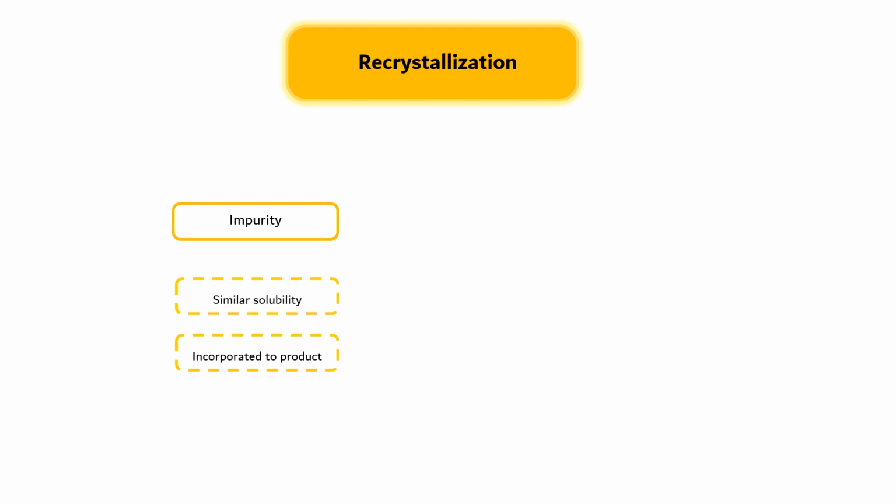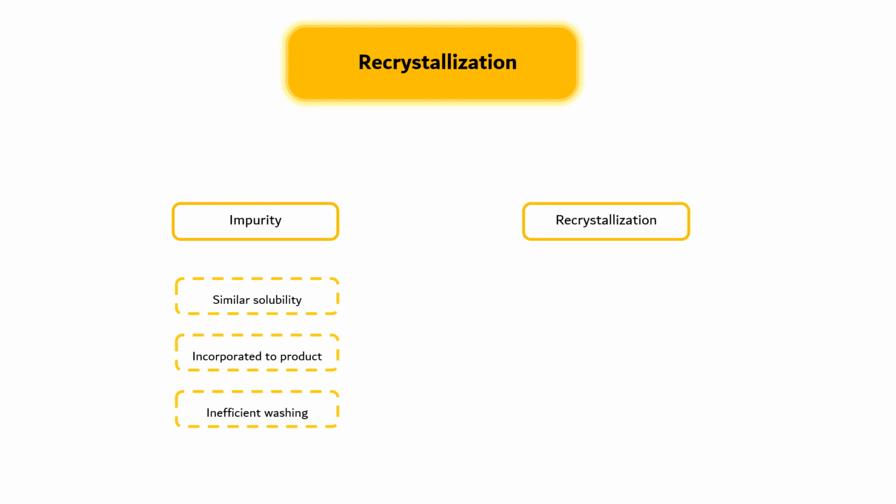Although in theory pure crystals are obtained from solution, some impurity almost always remains in the crystalline product. This may occur for several reasons. The impurity may have a similar solubility to that of the desired product, and consequently partially co-crystallize. Sometimes the impurity is incorporated into the product matrix. In other cases, inefficient washing does not remove all the mother liquor and causes contamination.